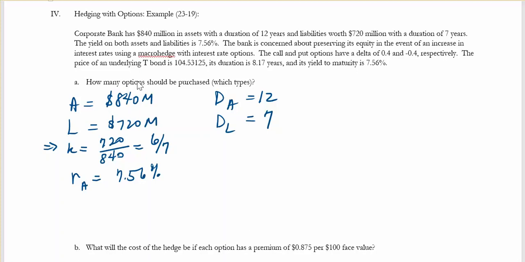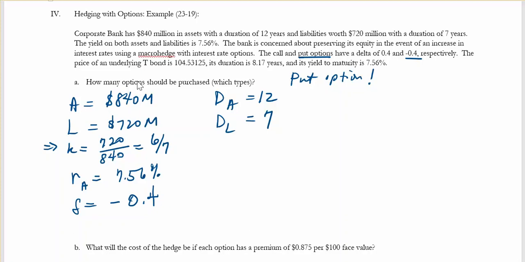Well, we've already discussed that we need a put option, because if we're concerned about interest rates going up, we want a position whose value will go up when interest rates go up. When interest rates go up, the value of bonds goes down, which makes the value of the put option go up. So we're going to use a put option, and therefore the delta will be negative 0.4, because that's the delta of the put option.